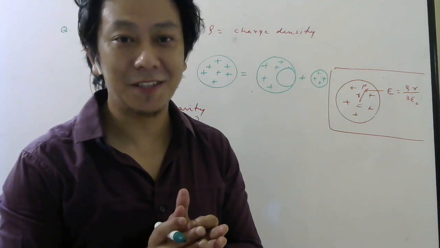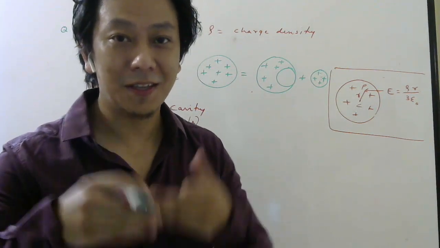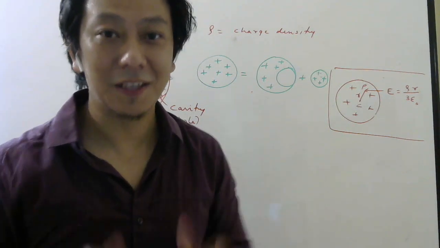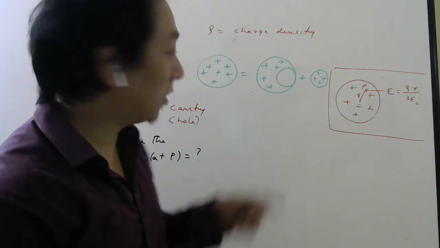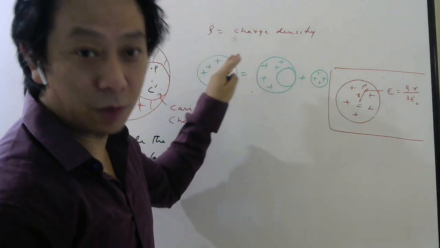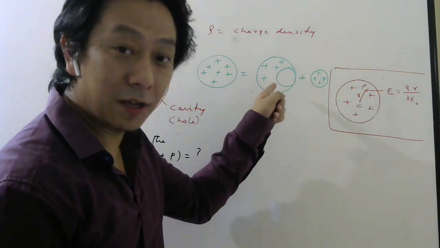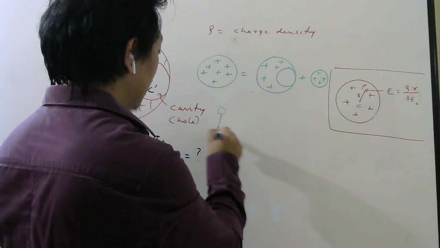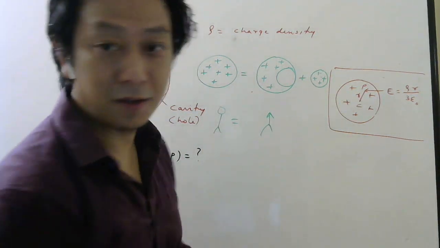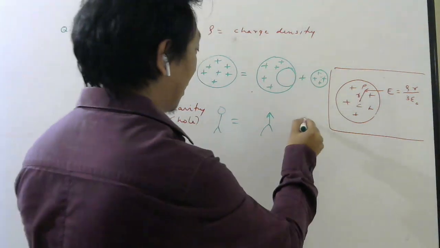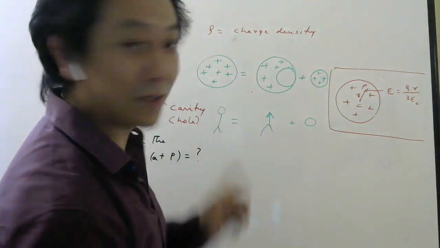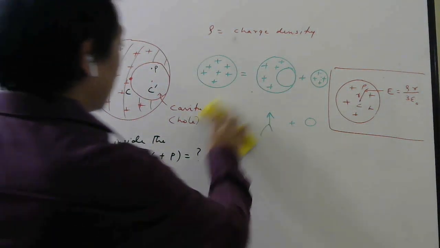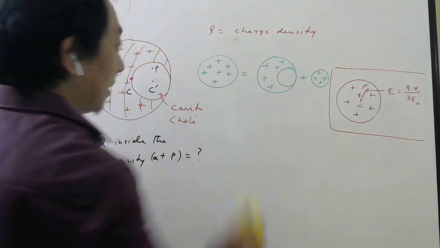If you have multiple charges, the electric field at a point is the vector sum of the electric field due to each part of the charges in the system. So the electric field at any point due to this charge will be the vector sum of the electric field due to this plus the electric field due to this. Right? This is like your full body. This is like your body without head, and this is your head. So if you add these two, you will get this, right? Think carefully once.